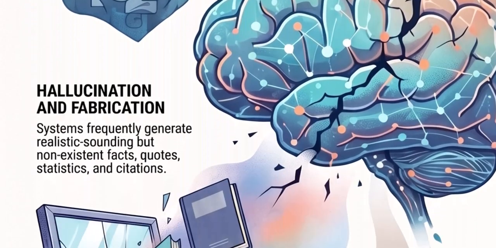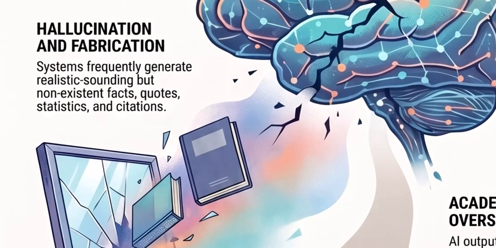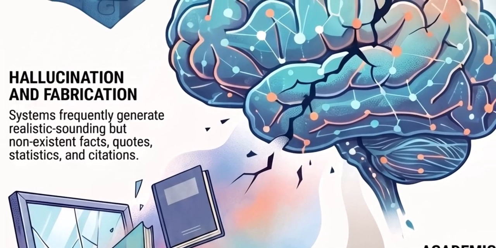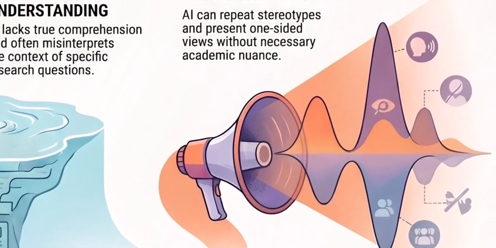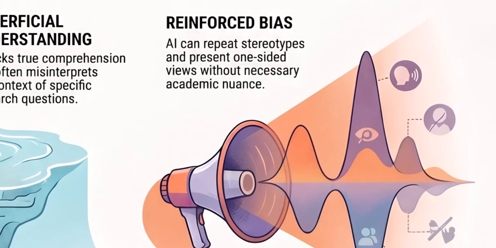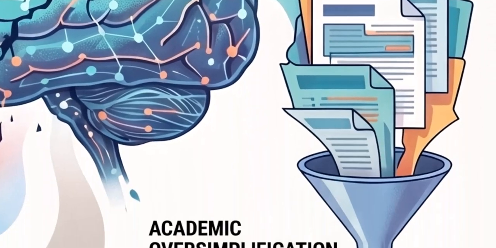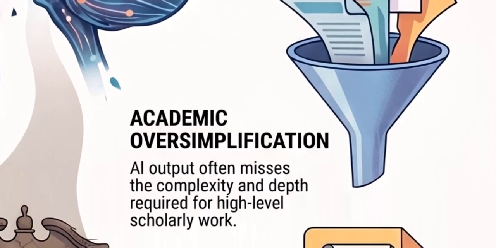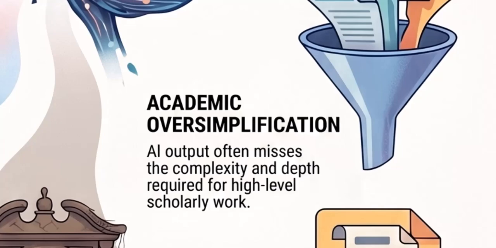Sometimes they hallucinate, they generate realistic sounding facts, quotes, statistics, or citations that simply do not exist. You might see confident claims, detailed numbers, or named sources that look legitimate but are fabricated. AI can also reinforce bias and one-sided views. It may repeat stereotypes, oversimplify complex issues, or present only one perspective without the nuance that academic work requires.